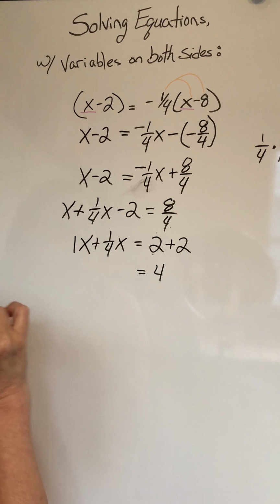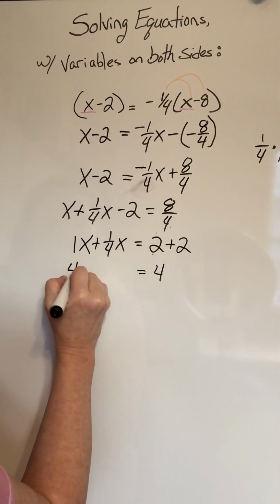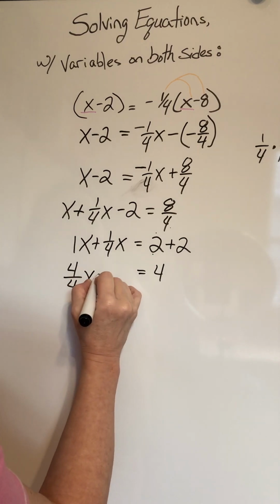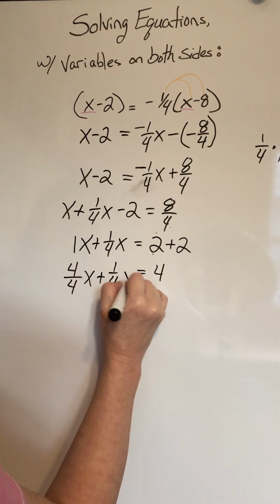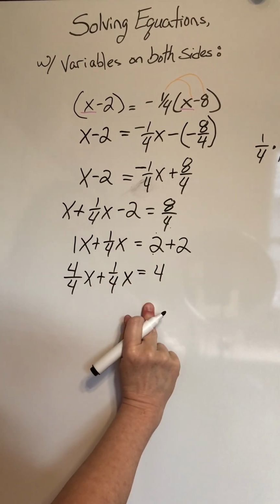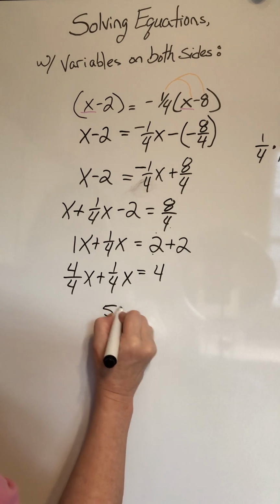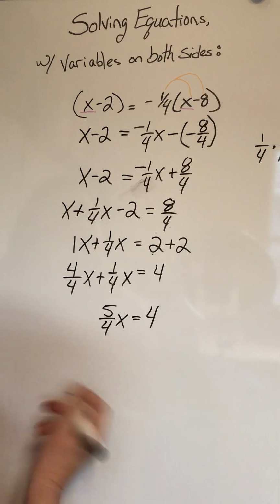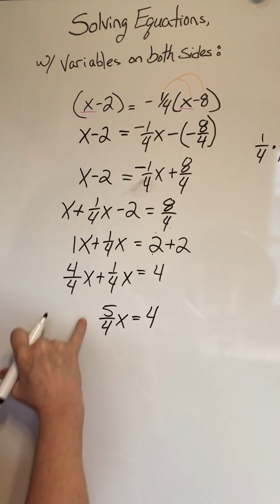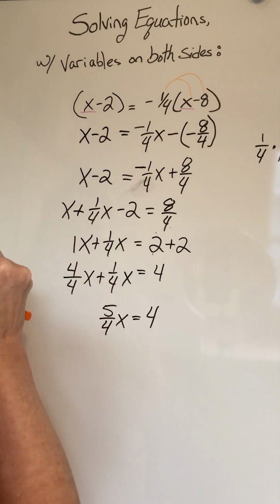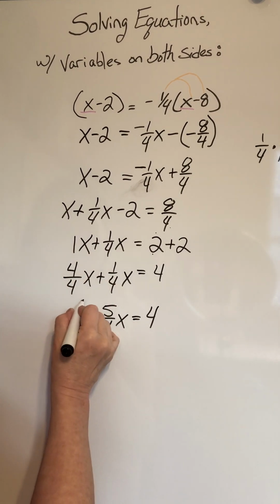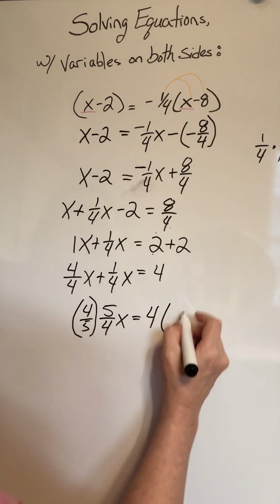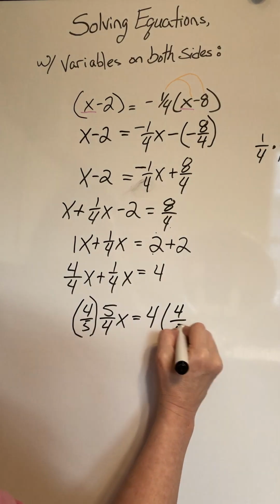This is a 1 in front of this x, so I can replace that by 4/4, which is 1, x plus 1/4 x. Now I'm combining like terms, so this is going to be 5/4 x is equal to 4. Now I need to get rid of the 5/4 from the x. The way we do that is to multiply by the reciprocal. So I'm going to multiply both sides by the reciprocal.